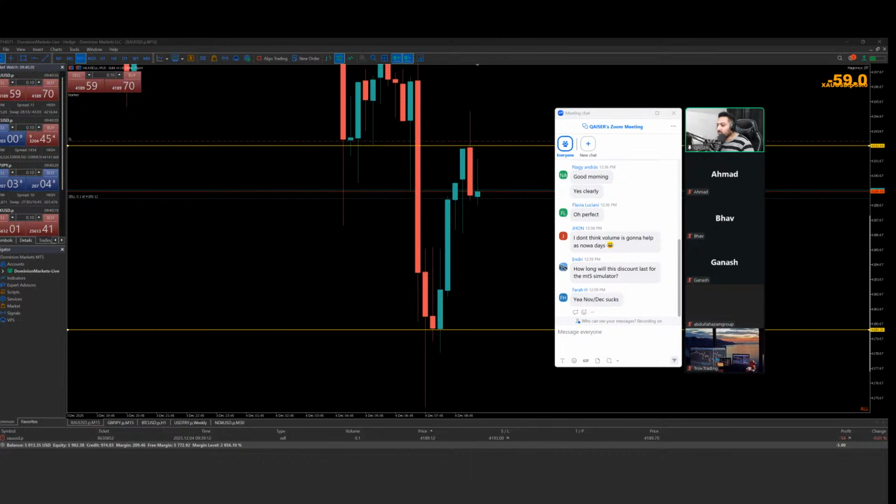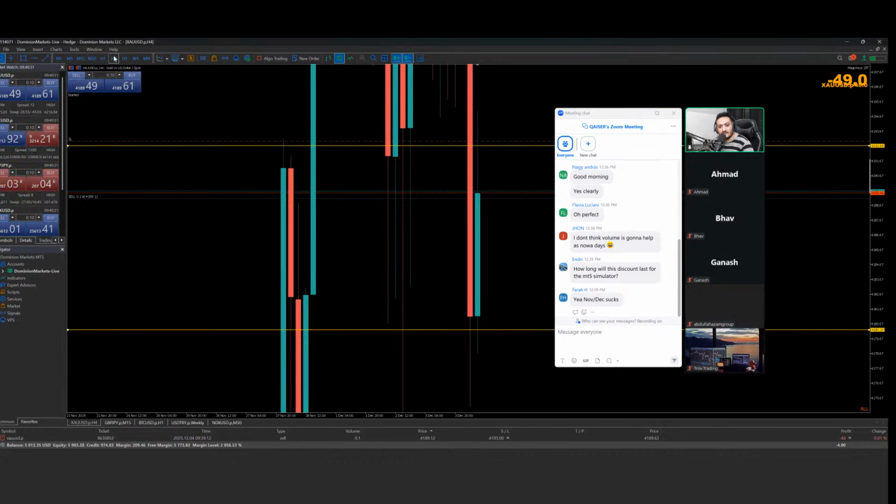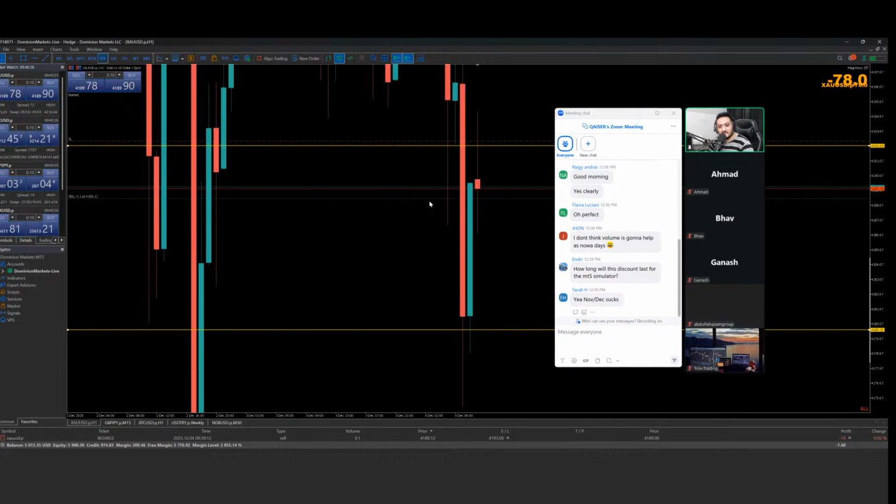If you're getting scared, you can lower the lot size. Okay, M15 has little to no wick, and it closed below the support. Look at the different time frames. The previous H4 does not have an upper wick. H1 does not have an upper wick here.